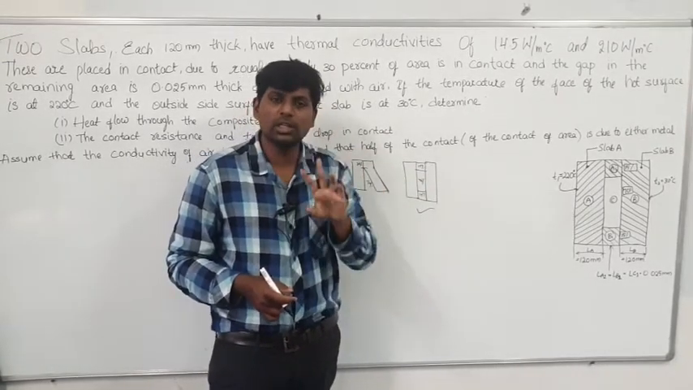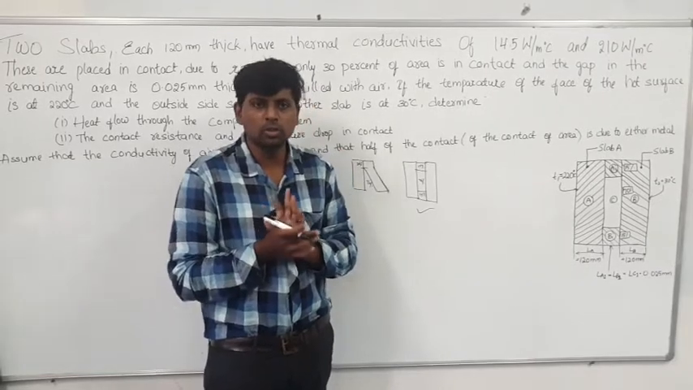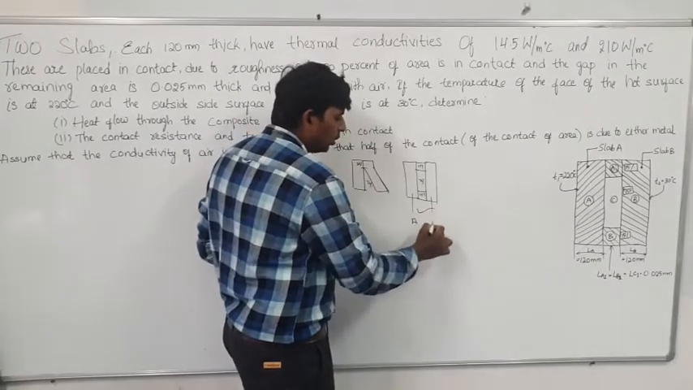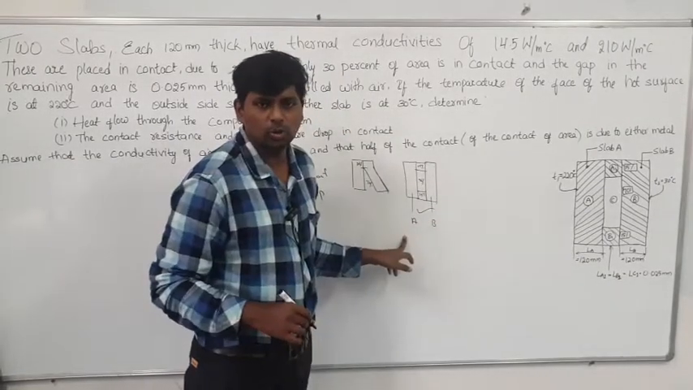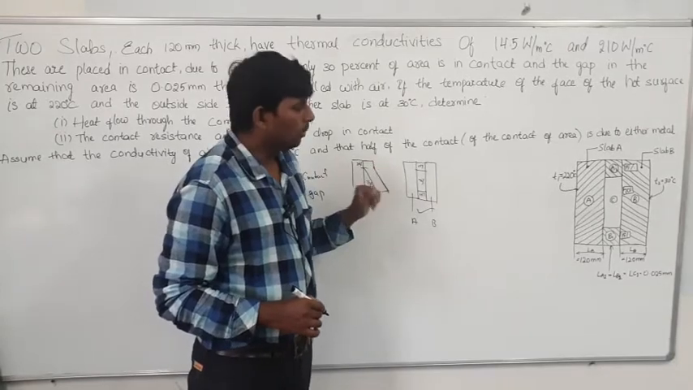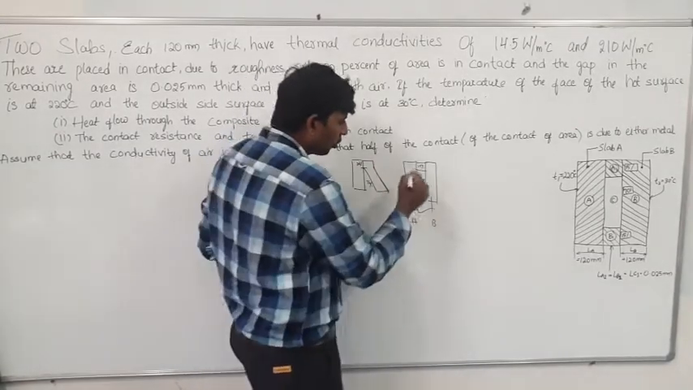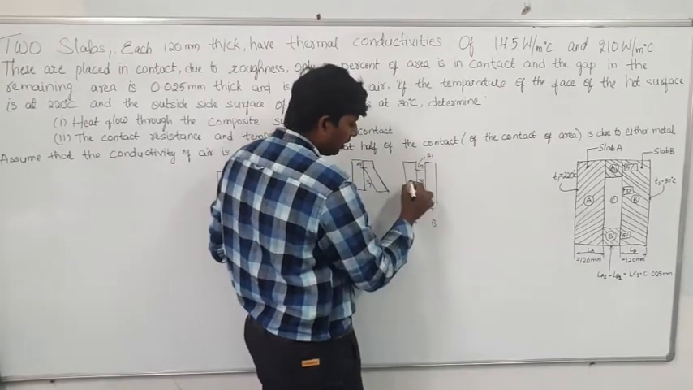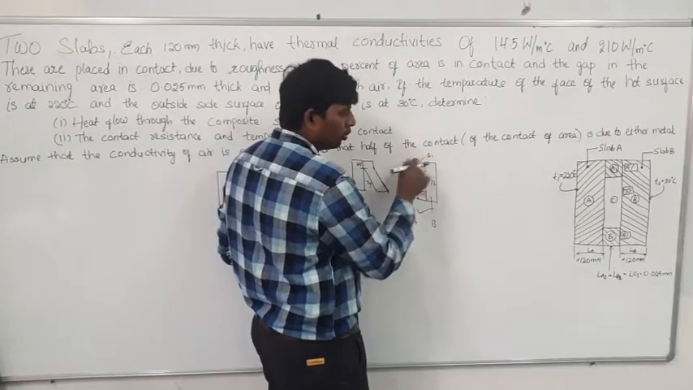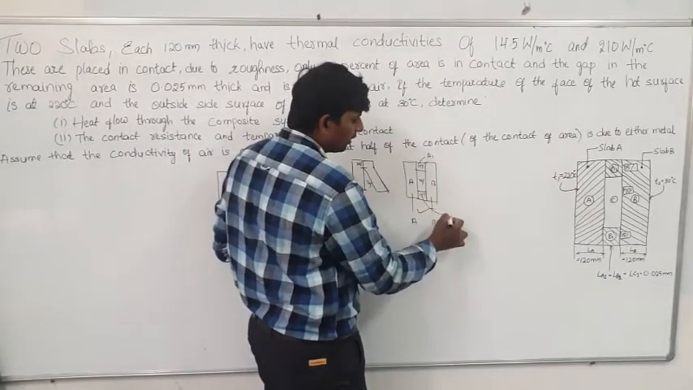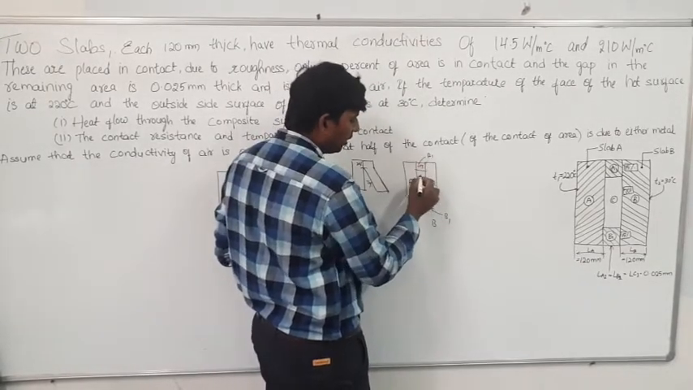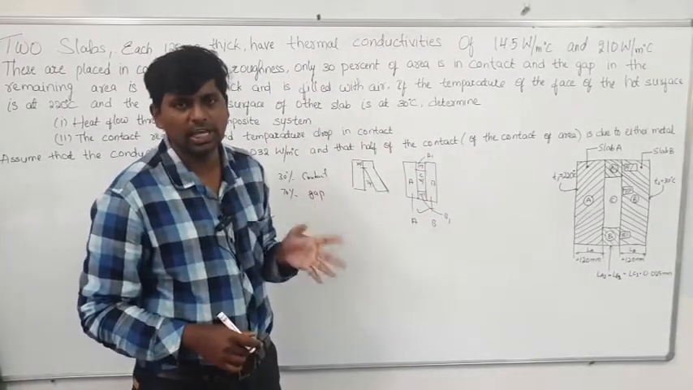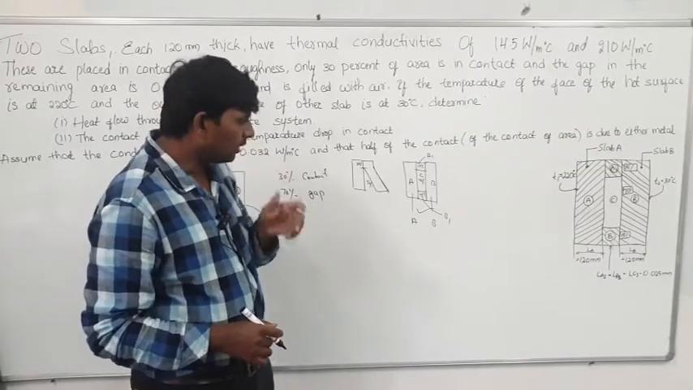Now the thermal conductivity is given for two materials only, Ka and Kb. So it is fixed that this one you call A and this one you call B. Now for the remaining parts, this one you call A1 and this one you call B1, and the gap you call C, because nothing is given. So you can take the assumption as per your choice.